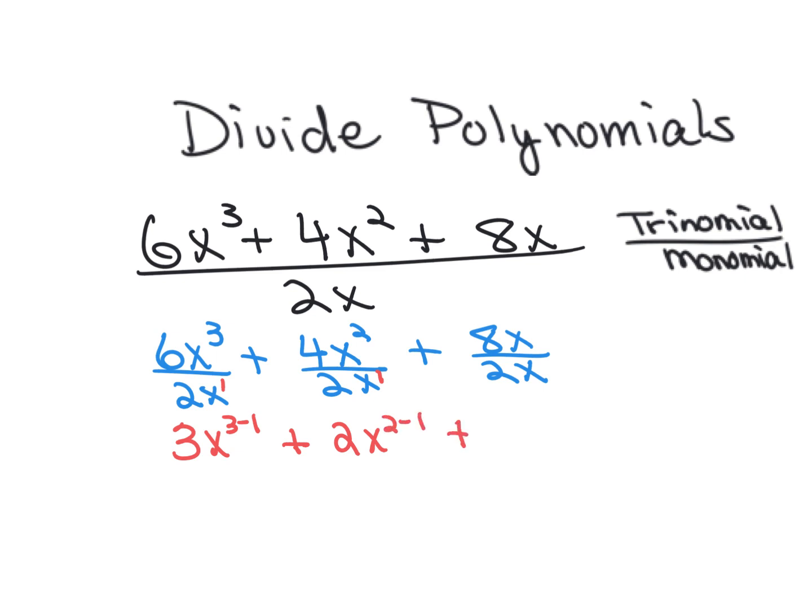I also have 8 divided by 2 is 4. My x's have the same degree. When my x's have the same degree and I'm dividing, they cancel out. So you will have no x's left. Your final answer is going to be 3x squared plus 2x plus 4. All right. This is a summary of add, subtract, multiply, and divide polynomials. Hopefully this will help.